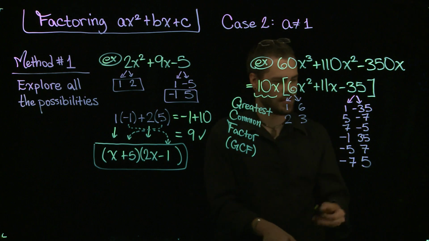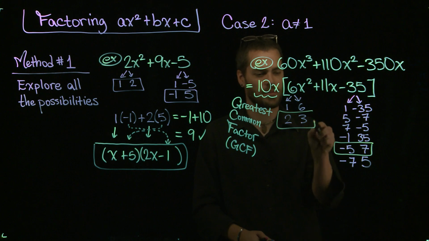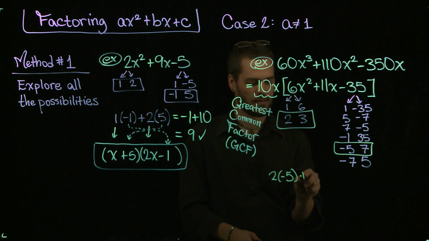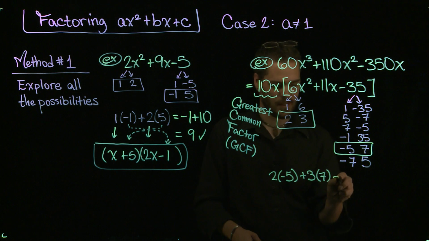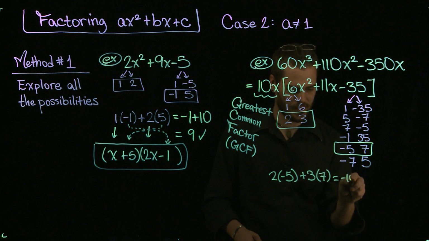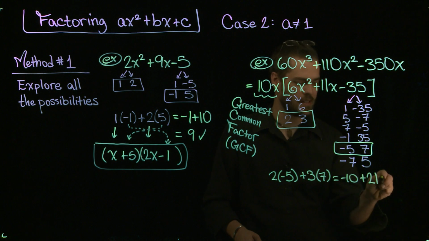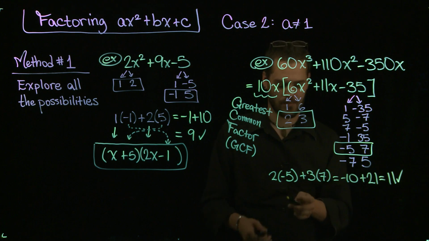So I'm going to box this. These are the numbers we're using in this order. 2 times negative 5 plus 3 times 7, and always double check it. This gives me negative 10 plus 21. 21 minus 10 is indeed 11, the middle term I'm looking for.